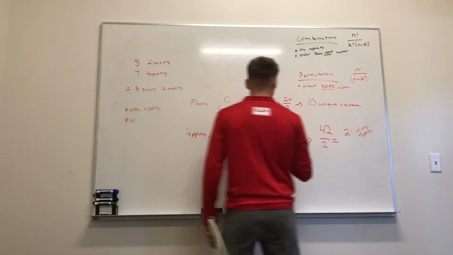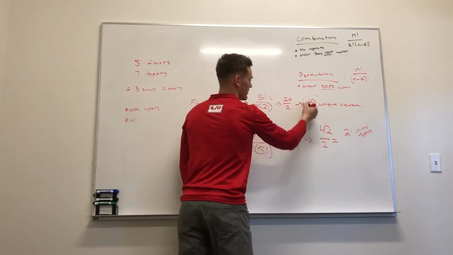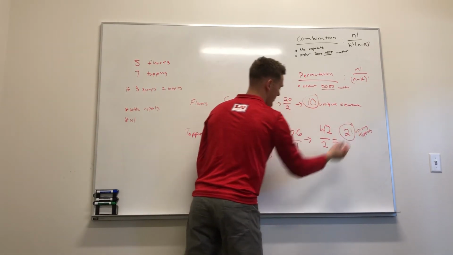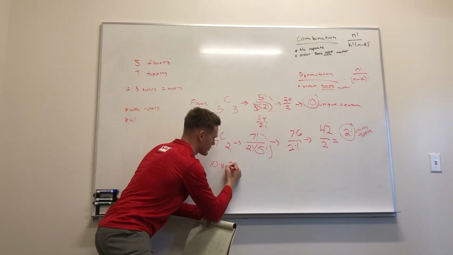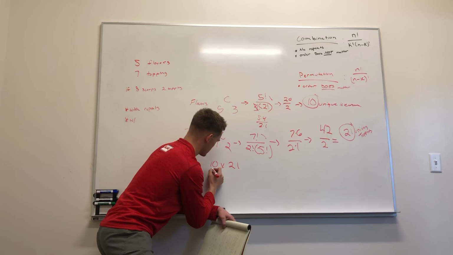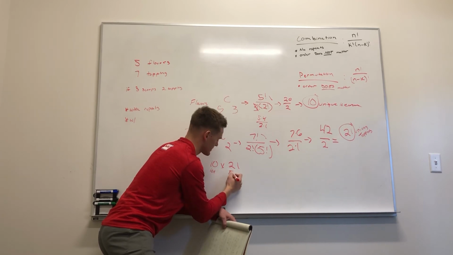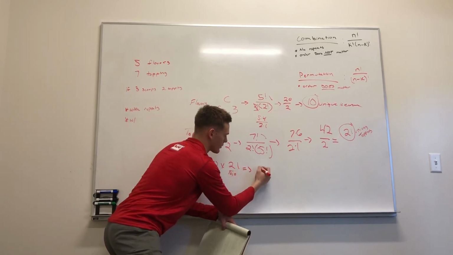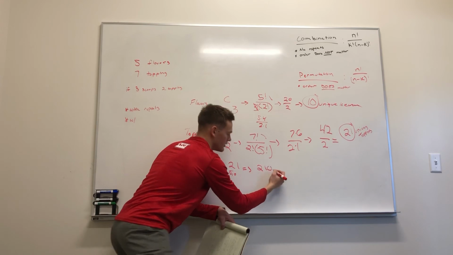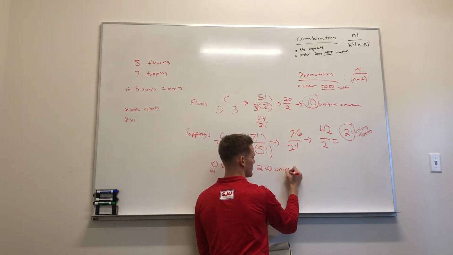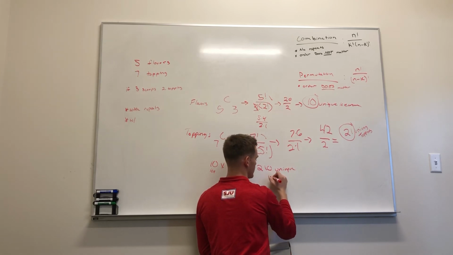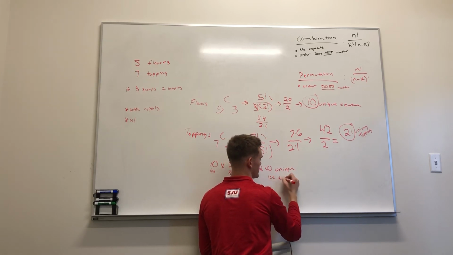And keep in mind that since the 2 events of ice cream and toppings are independent of one another, we're going to take 10 times 21 for ice cream and toppings, for a grand total of 210 unique ice cream combinations.